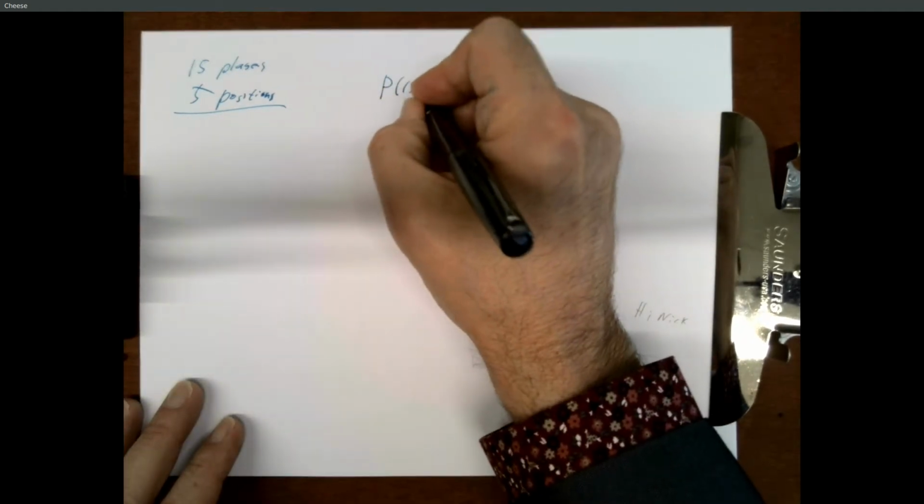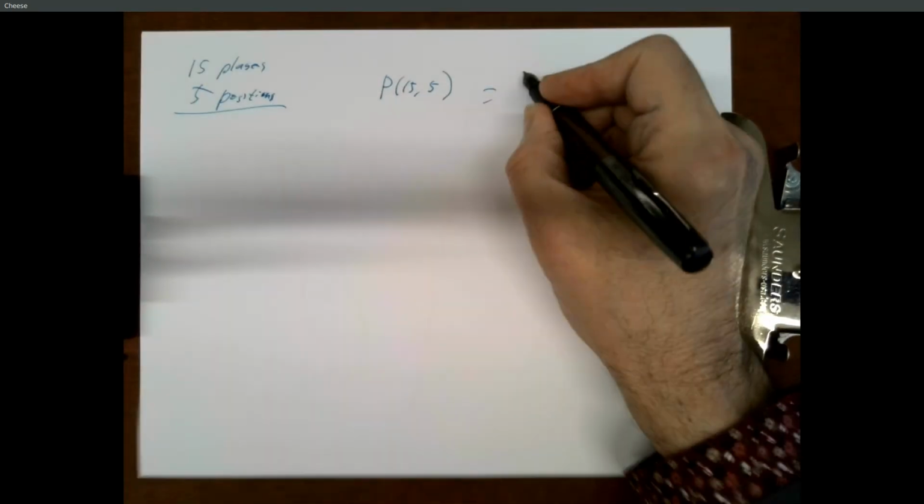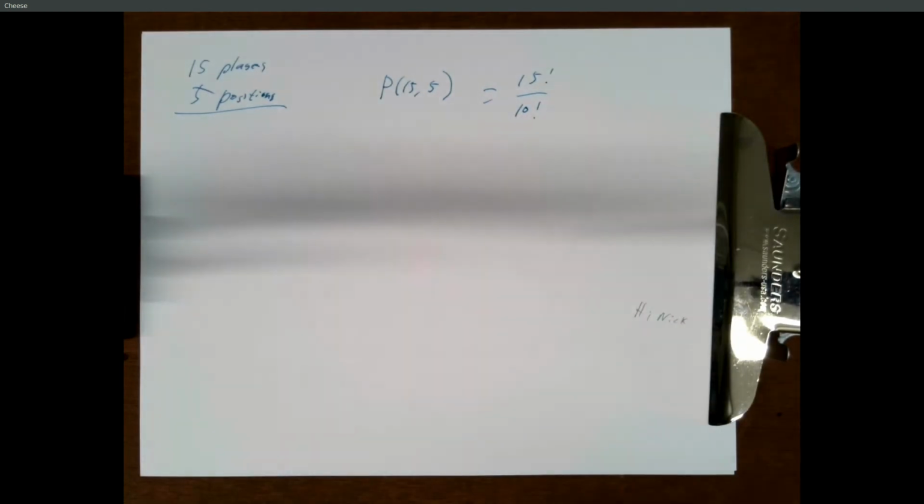So how many ways can you choose 5 people from 15? It depends if the order matters or not, right? On a basketball team, the order of the positions is significant. You're not just picking 5 people, you're picking somebody to play this position, somebody to play that position, and so on and so forth. So this sounds like a permutation question, right? The number of ways you can pick 5 out of 15, paying attention to the order. So 15 factorial over 10 factorial.